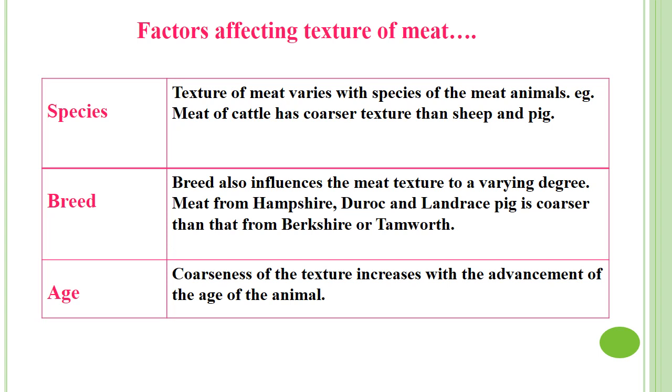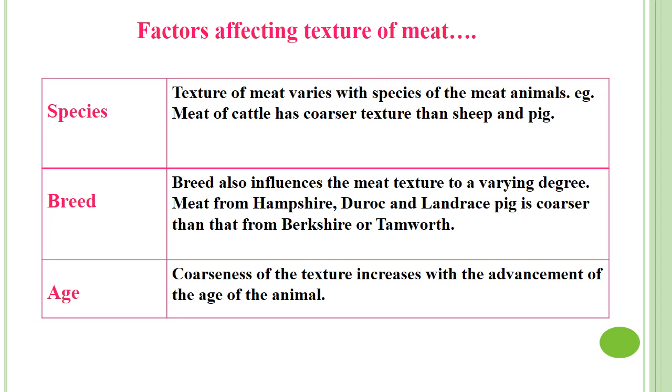Now about the breed. So within a species, between the breeds, there can be difference. Breed influences the meat texture to a varying degree. Meat from Hampshire, Duroc and Landrace pig is coarser than that from Berkshire or Tamworth. So these are different breeds of pig, but some pigs have coarse texture, whereas others have fine texture of the meat. Then another one is the age. As I have mentioned earlier, the coarseness of the texture increases with the advancement of age of the animal. So in the young animal it is a little bit fine, and as it grows older, the texture becomes coarse.